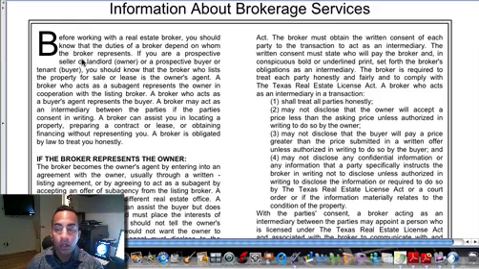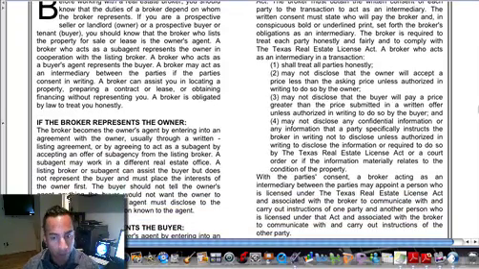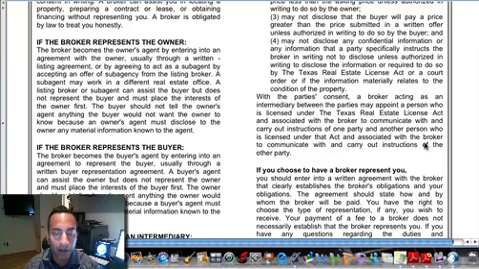Now, there's a little bit more information here. We're going to go buyer. If the broker represents the owner, if the broker represents the buyer, he's basically looking after your best interests.